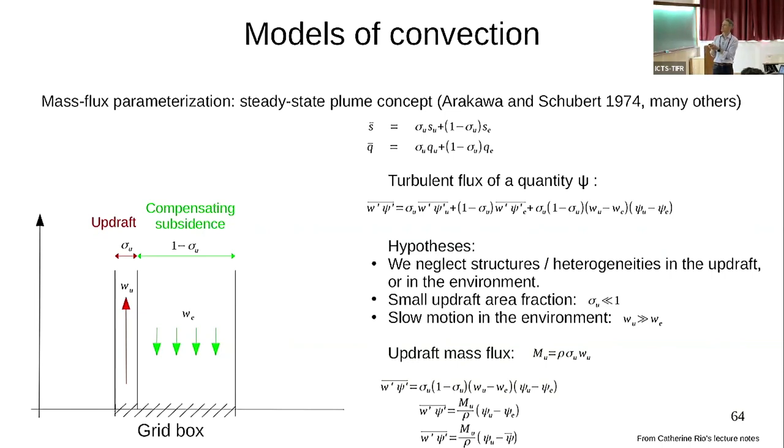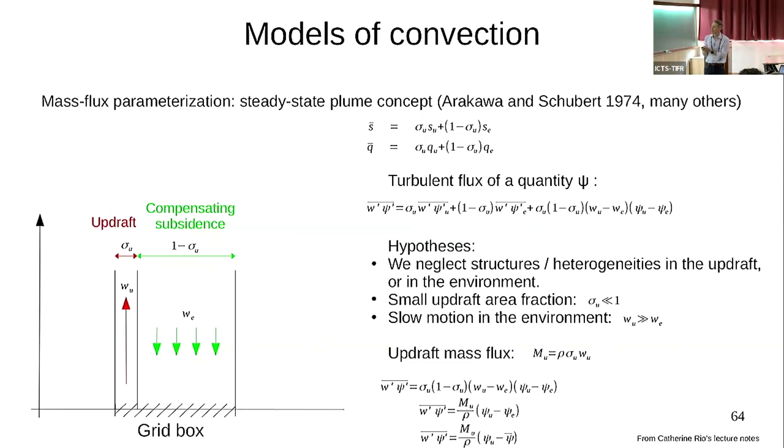Okay, let's assume that the updraft area fraction is small. Sigma u is very small, much smaller than 1. And there's a slow motion in the environment. Omega u is much larger than w_E. And you can write the updraft mass flux. This is just a definition. Mass flux is rho sigma w.